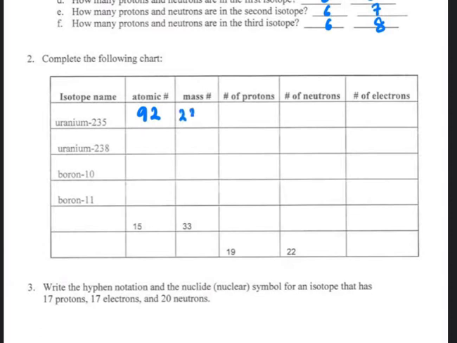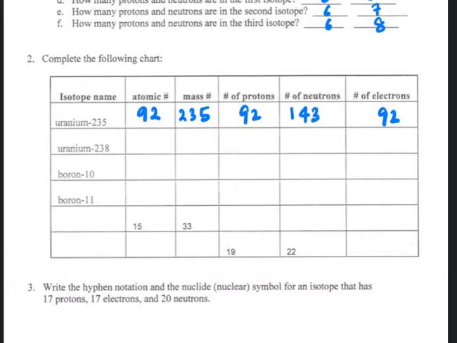235. So because the atomic number is 92, then by right we know that number of protons and electrons will be 92. So automatically number of neutrons will be 143. Okay, so ini yang kita belajar semalam lah.